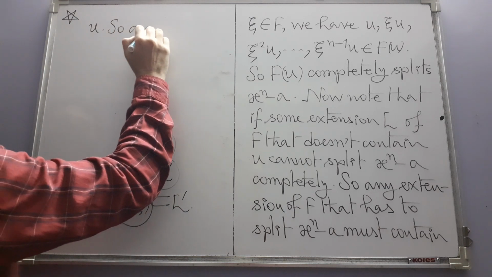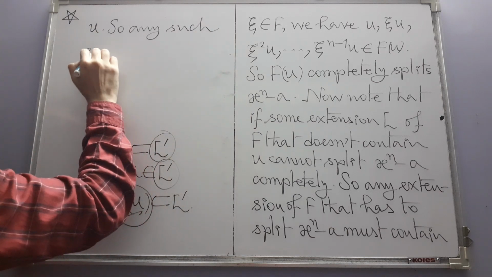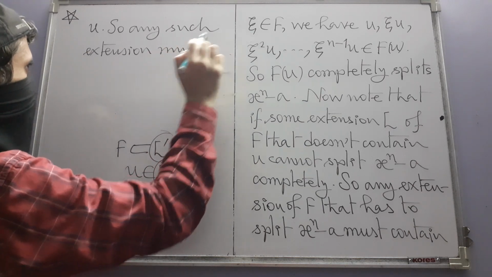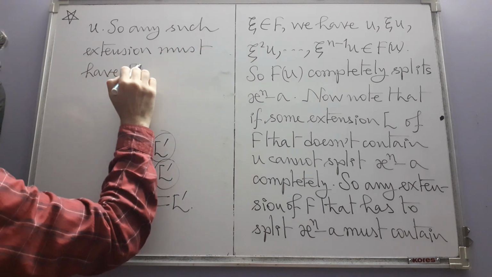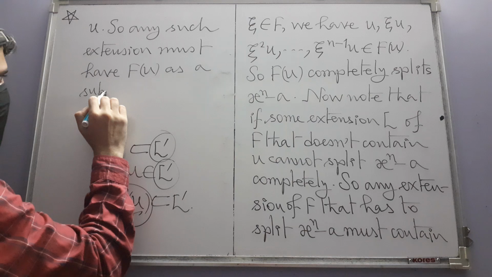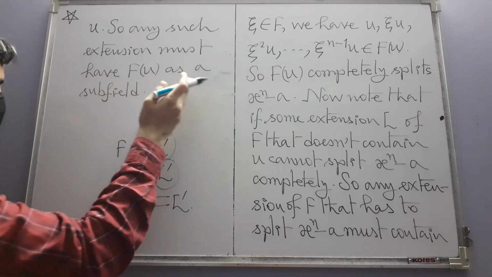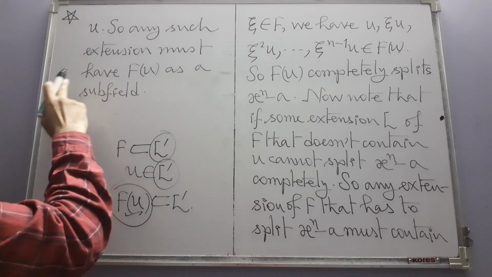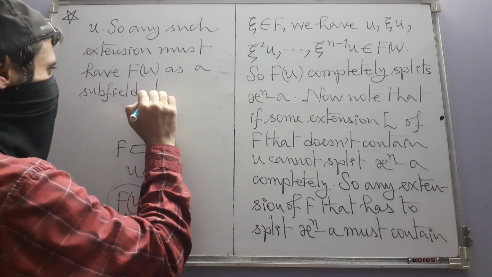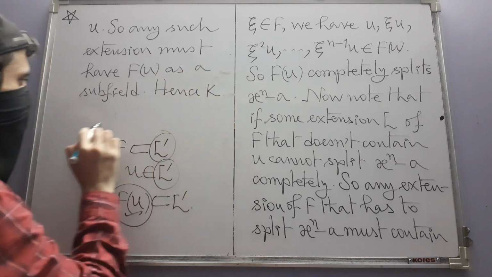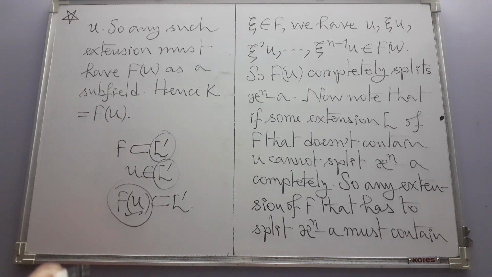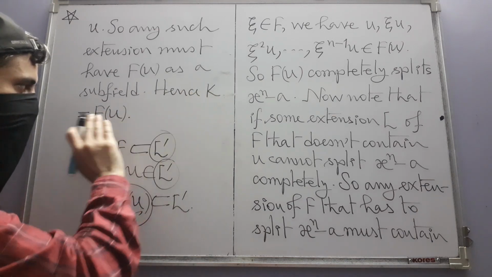So, any such extension must have Fu, let us also write as a subfield, although we know even if you don't write as a subfield, it's known in what sense that extension contains Fu, but there is no harm in stressing this. Okay. Hence, K is equal to Fu. Do you get this? Do you get how this is coming?